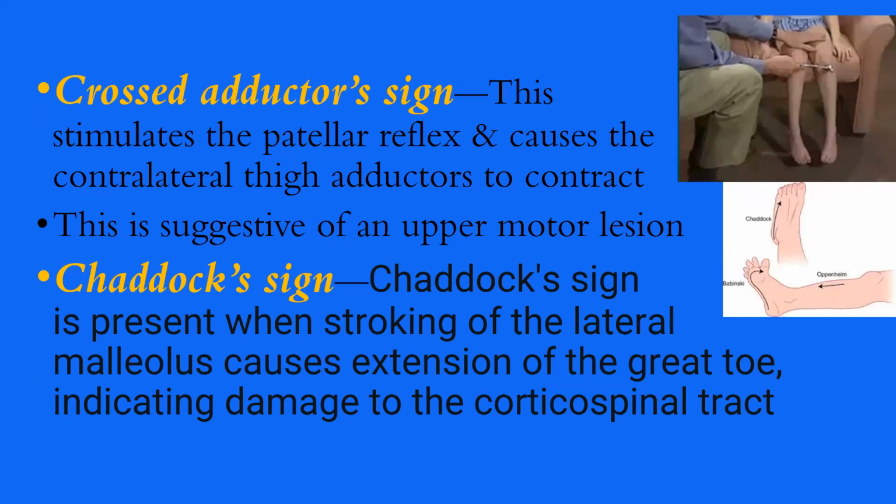Shattuck sign is present when stroking of the lateral malleolus causes extension of the great toe, indicating damage of the corticospinal tract. So there are three ways: the Shattuck sign, the Oppenheim test, and the Babinski. Know the three tests. One, on the lateral malleolus, you strike it, you will have the typical Babinski sign. The other one is called the Oppenheim test, and the third one is the Babinski.